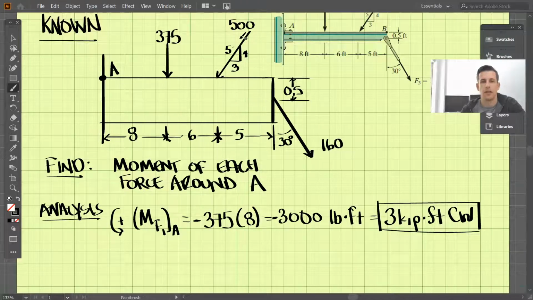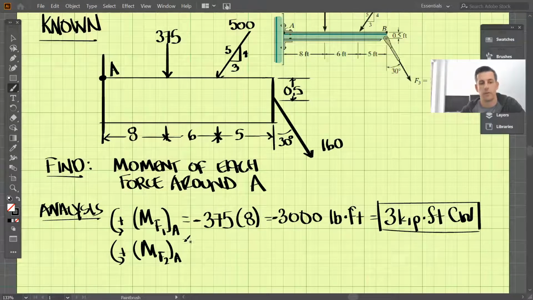All right, let's do the same thing for F2. We have the moment of force 2 around point A, and we'll use the same sign convention, counterclockwise being positive. Now, we only need to account for the vertical component here. The vertical component is going to want to create a clockwise rotation around point A as well, so that's opposite of our sign convention. Again, we need to add that negative there. So we have negative 500, but it's not the full 500. It's just the downward component of that.